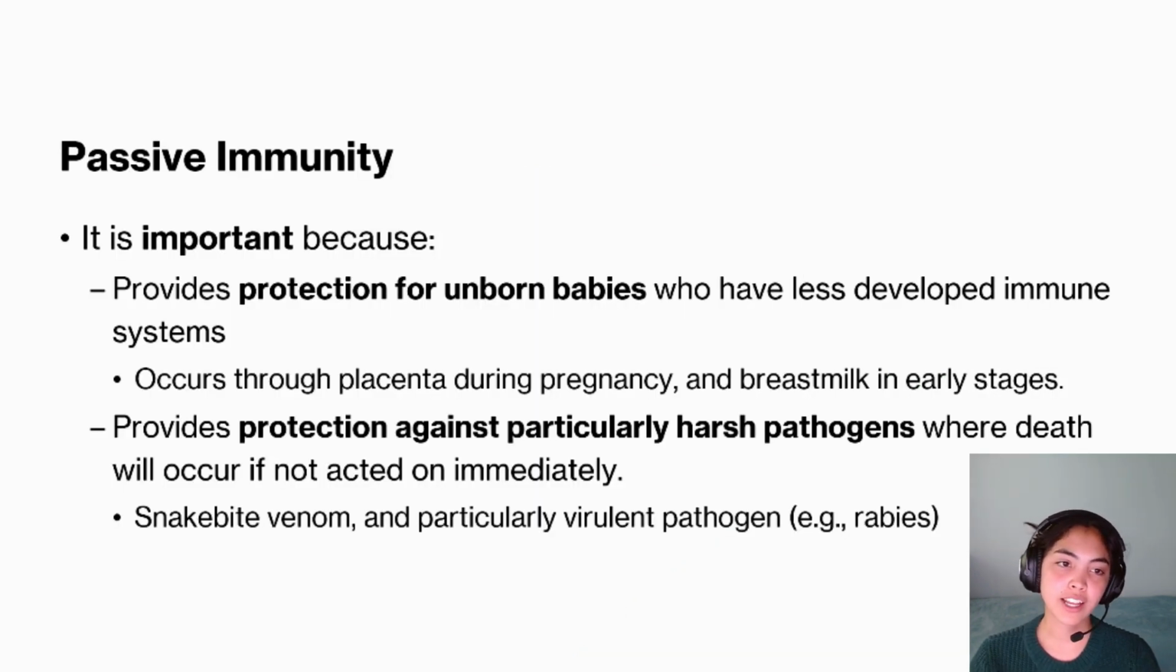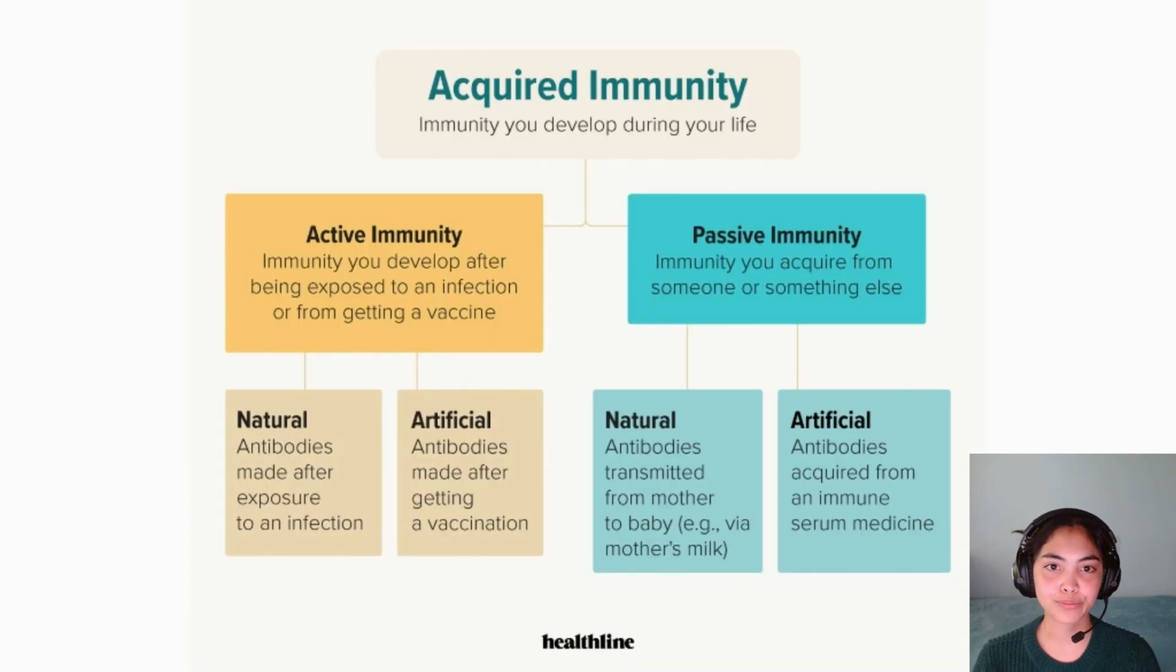But of course, passive immunity, like I said, is important specifically for unborn babies. They do not have a developed immune system, and it also provides protection against particularly harsh pathogens. Like I said, if you're someone a bit more vulnerable and this pathogen would result in death if not acted on immediately, then it's going to be very helpful for you to get that all under control. And then here are different types of ways that we can acquire immunity from our acquired immune system. Permanent, not permanent. So one is definitely better than the other, but some of these we cannot help but need to have.